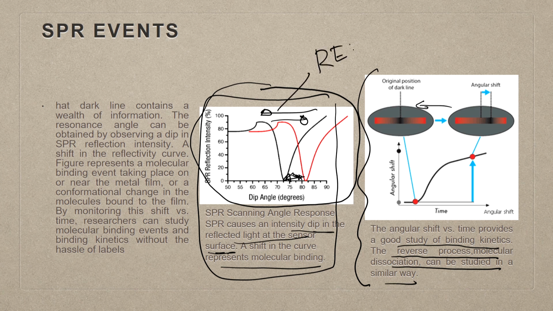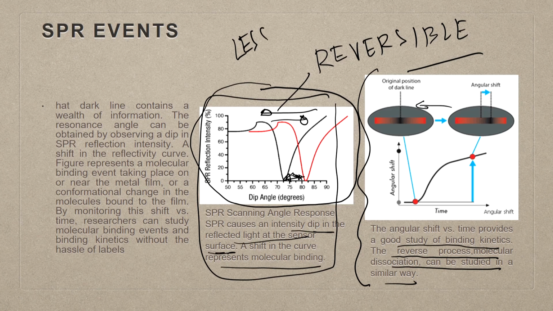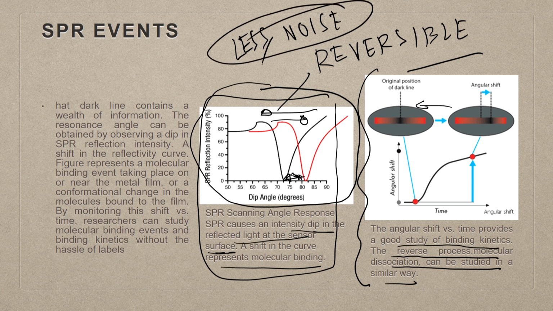It is a reversible process, and it's a probe-free process, mind it. You do not have to use any kind of probe, like a fluorescent probe, this probe, that probe. It is simple molecular interaction. So you have less noise. You do not have to add something else into this game. You understand?